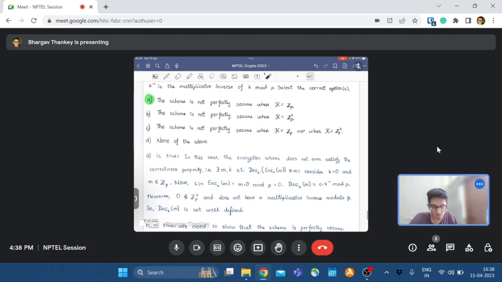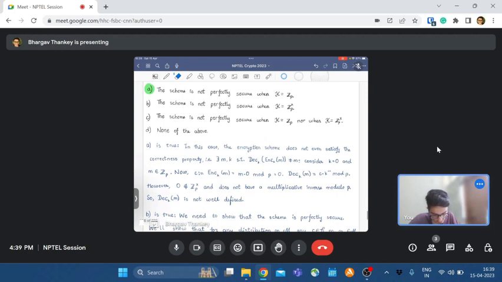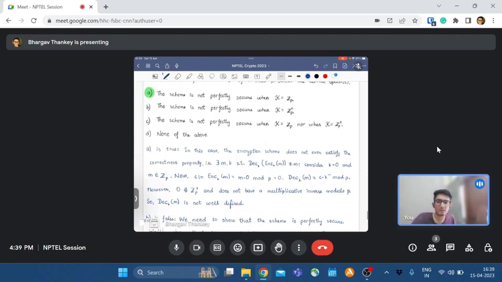So option B is false. And what does option C say? The scheme is not perfectly secure when K is in ZP. That is true. Nor when K equals ZP cross. That is false because we saw that when K is in ZP cross, the scheme is perfectly secure. So yeah, C is false. Yeah, so the only correct option is A. Is this fine?